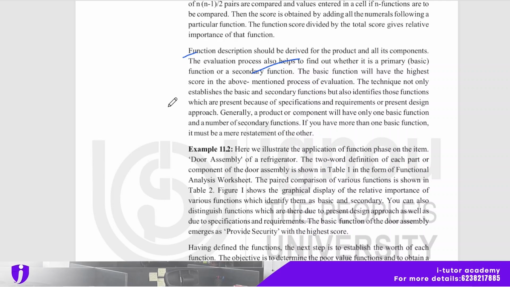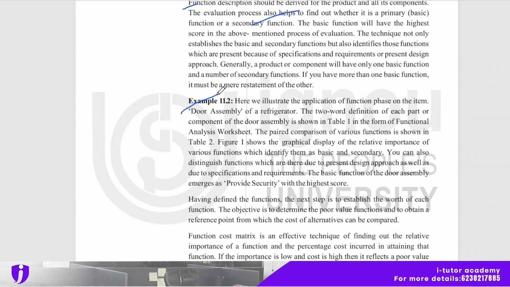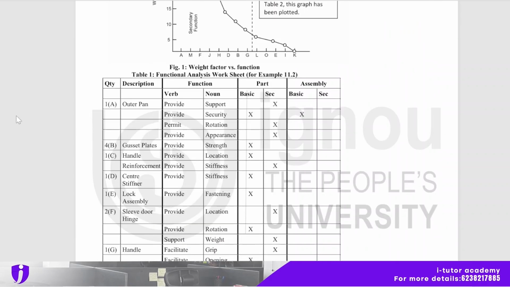The technique not only establishes the basic and secondary functions but also identifies those functions which are present because of specifications and requirements or the present design approach. Generally, a product or component will have only one basic function and a number of secondary functions. If you have more than one basic function, it must be a mere restatement of the other. An example is here, so please go through it.